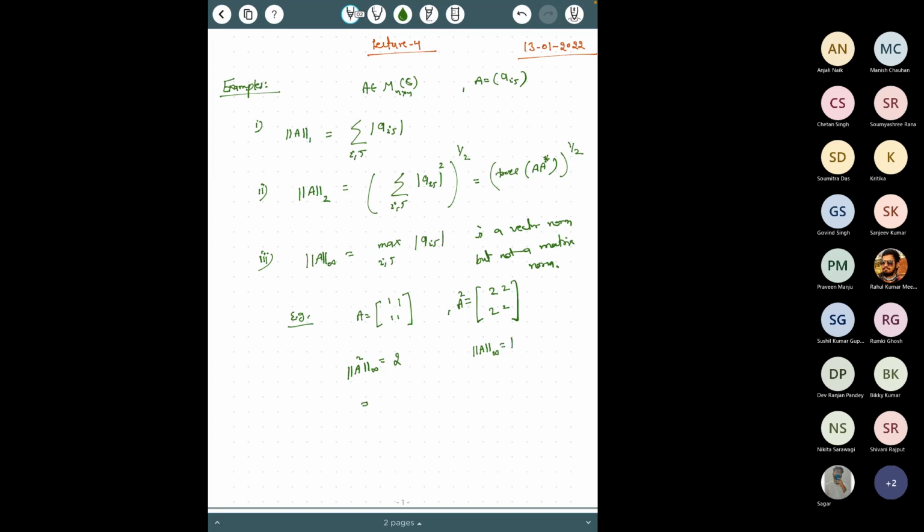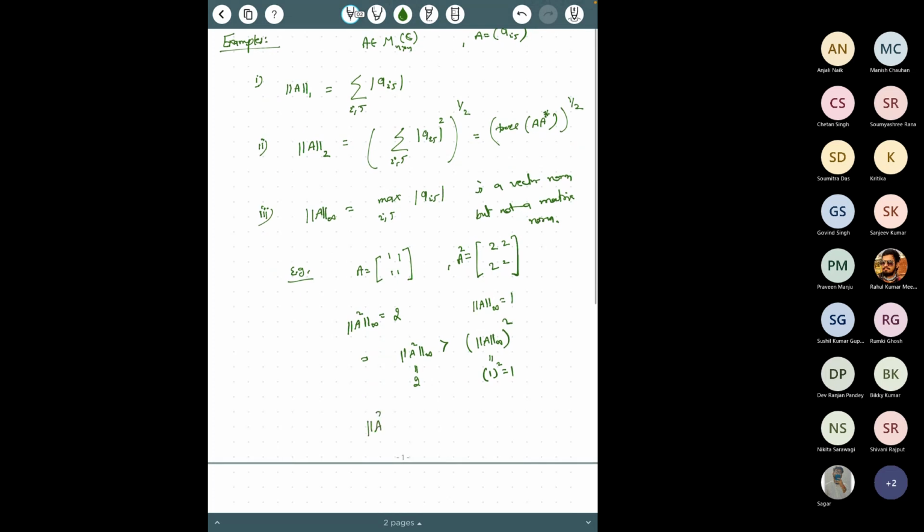So what does it mean? This implies that this is strictly greater than the square of the infinity norm of A, because this is 2 and this is 1 squared, which is equal to 1. So it is definitely greater than 1. And therefore it contradicts one of the observations we made in the last class, because if this is a matrix norm, then for every matrix A this inequality should be true. This we have seen because of submultiplicativity. But because of this you can see that this function doesn't define a matrix norm. This is not a matrix norm.